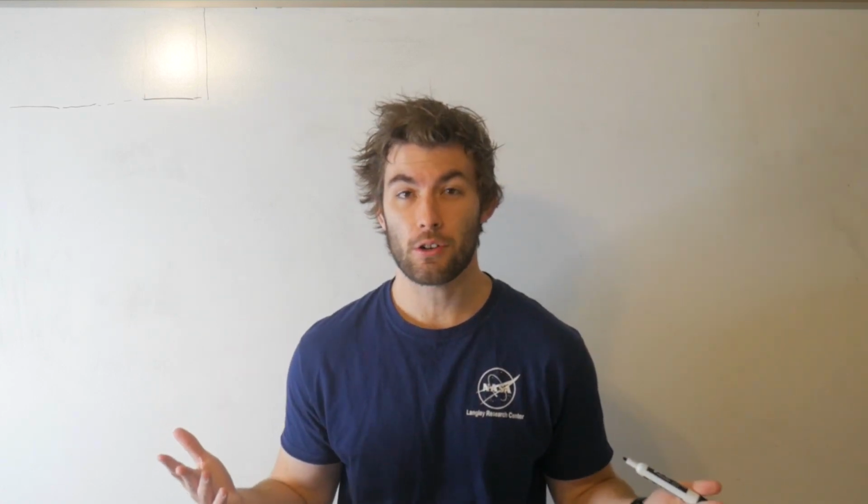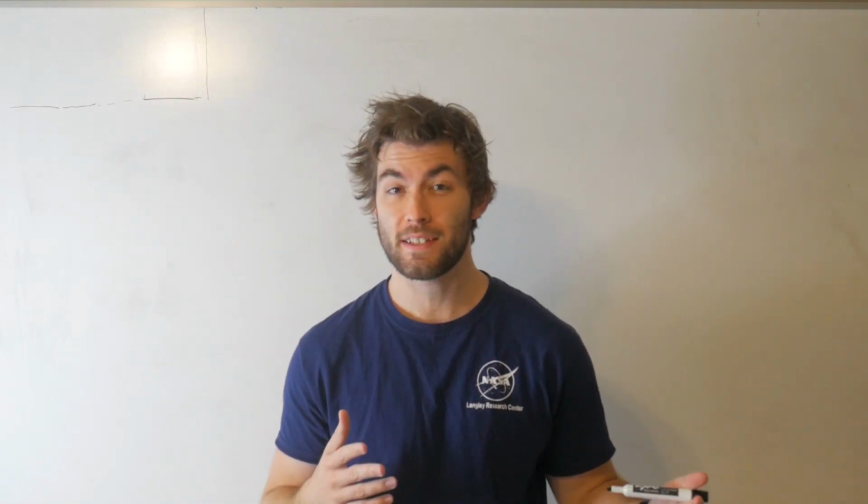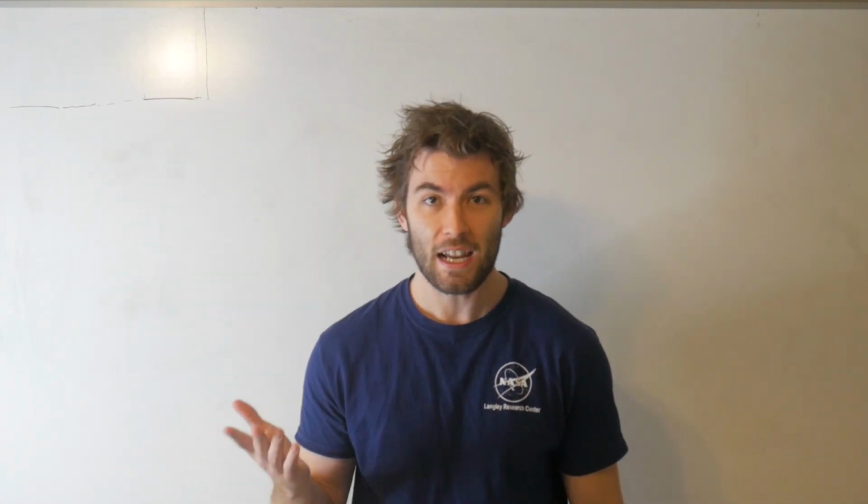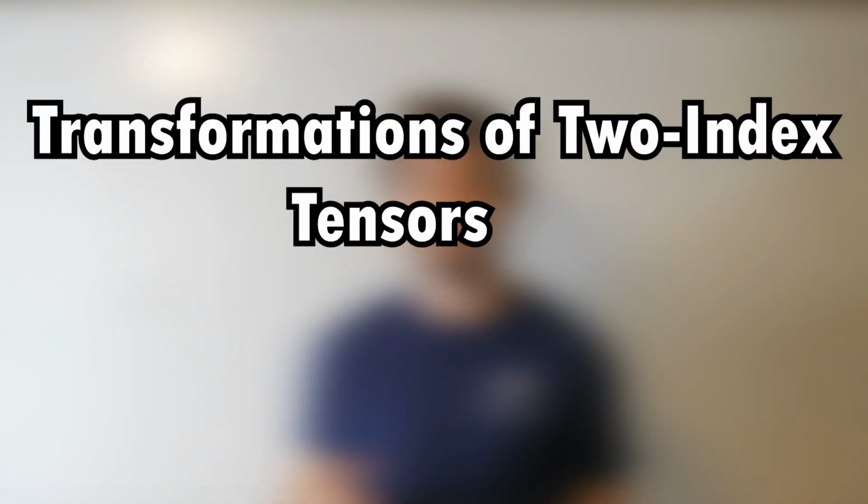In the last video we talked about some frequently encountered two-index tensors in undergraduate physics, and we learned how to express them as square matrices. But one thing to keep in mind is that not all matrices are tensors. They have to exhibit certain transformation properties. And that leads us into the goal of today's video. Today we're going to talk about transformations of two-index tensors.